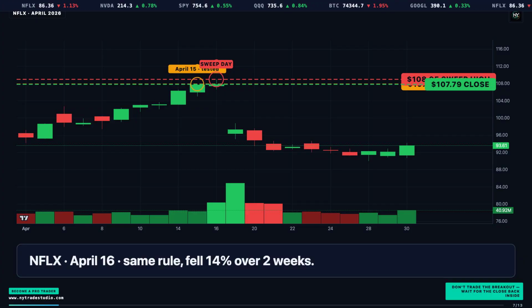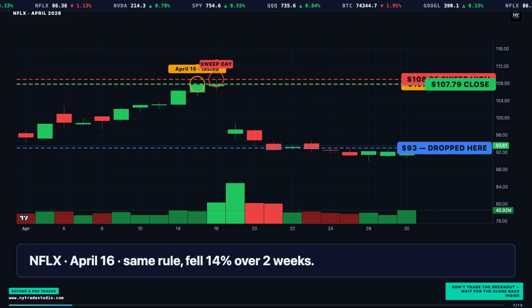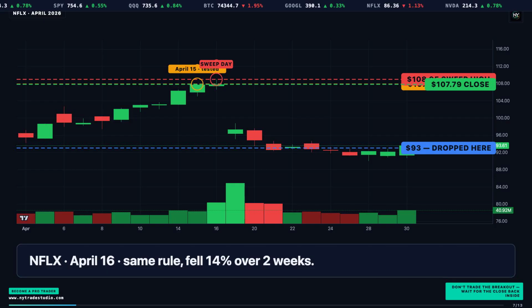April 17th, Netflix opens lower. Drops to $97. April 21st, $92. April 23rd, $92. 2 weeks later, Netflix is trading at $93. That is a $15 drop on a $1 stop, roughly 13 times your risk. In Netflix, a name everyone watches every day. Same rule, different ticker, same outcome. The mechanic does not care which stock it is.